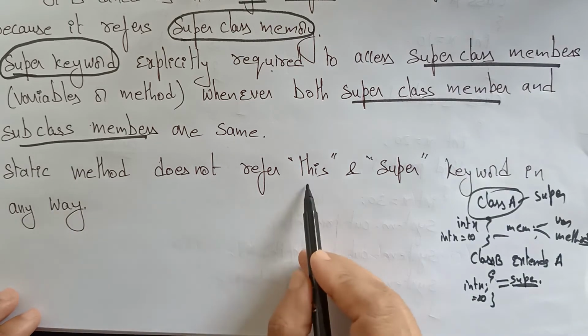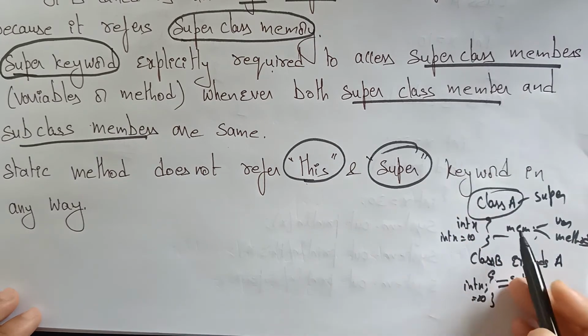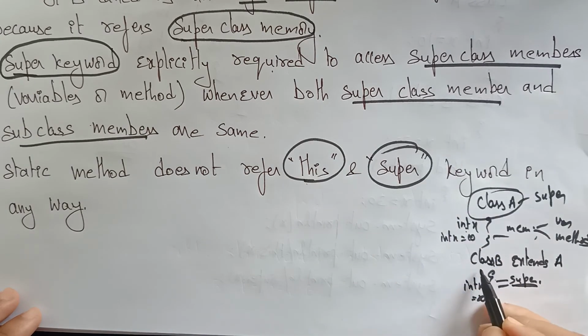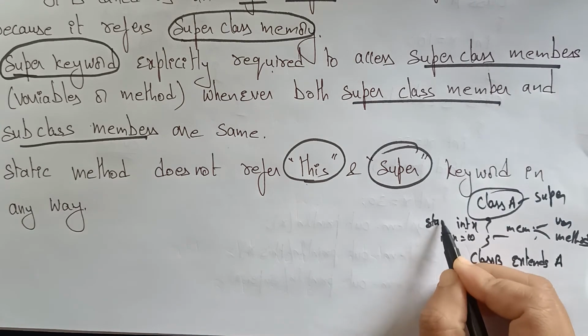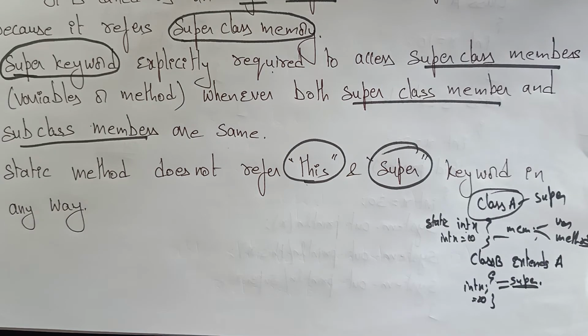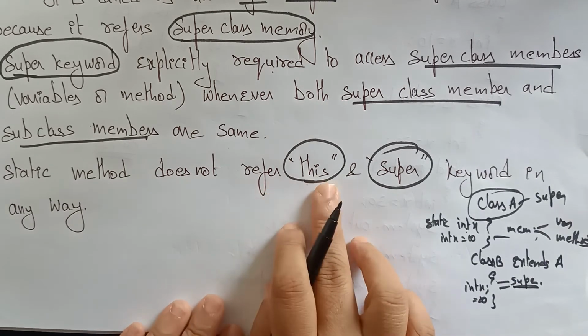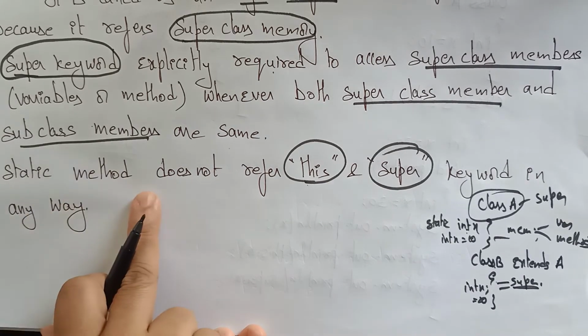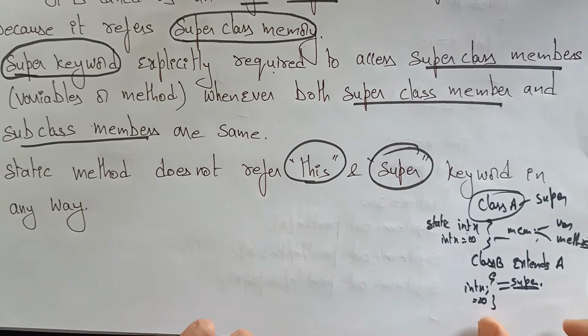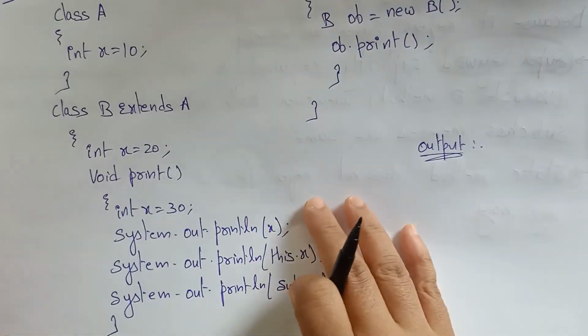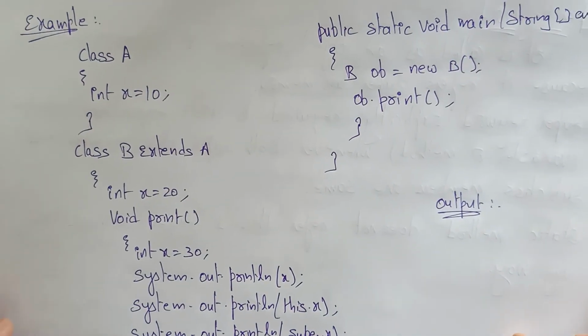And one more point. A static method does not refer to this or the super keyword. Suppose this is an instance variable, and simply void print means it's an instance method. In those cases you can use the this and super keywords. But if I mention static int, that is a class variable. Whenever class variables or class methods are there, they do not refer to the this and super keywords. In the static main method also, you are not supposed to use this and super keywords. Okay, so let's see this program, then you will clearly understand what is happening here.